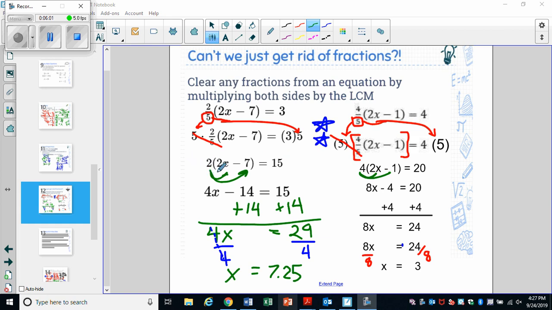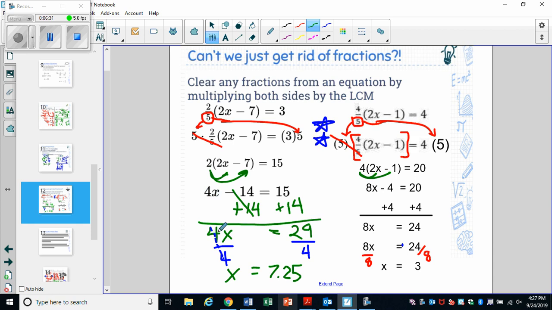Now, this step, distribute. 2 times 2x, 4x. 2 times negative 7, negative 14. So 4x minus 14 equals 15. Now we will add 14 to both sides. So therefore, positive and the negative 14 disappear. 15 plus 14 is 29.